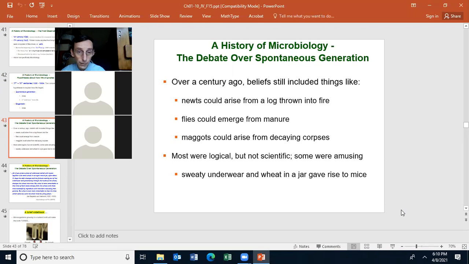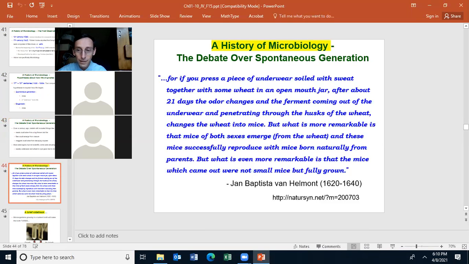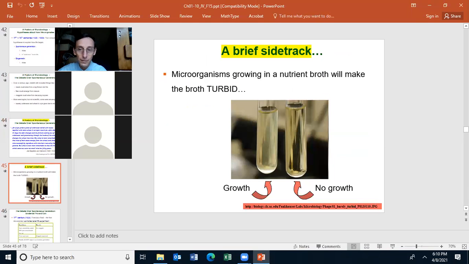Some of them were even amusing, like they believed, or many people believed over 100 years ago, that sweaty underwear put in a jar with wheat in the bottom of the jar could give rise to mice. In reality, what happened was the mice got trapped in the jar and couldn't come out, and they got in the jar because they were going after the wheat. All right? It wasn't because the sweaty underwear were in the jar with the wheat and then the mouse spontaneously generated. And you can read about that one right here. I'm not going to cover it, it's just amusing.